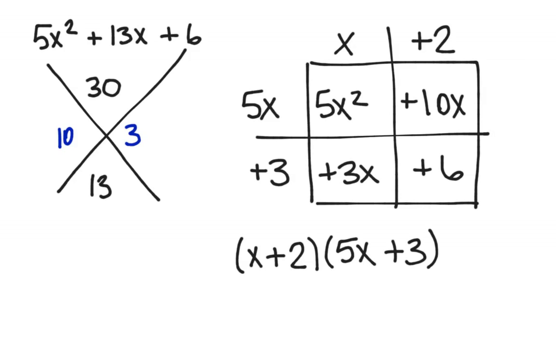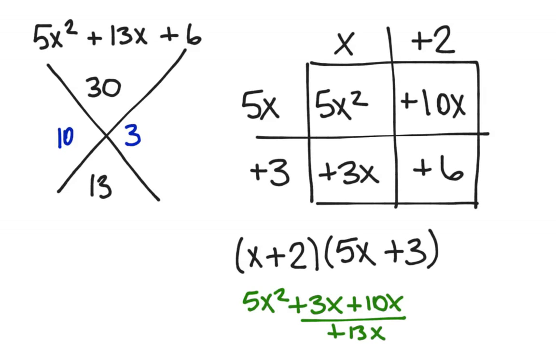Do my quick check. x times 5x is 5x squared. x times 3 is plus 3x. 2 times 5x is plus 10x. Add 3x and 10x, that gives me the plus 13x. And 2 times 3 is plus 6, so that looks pretty good. Okay, let's try another one. Let's look at this one.